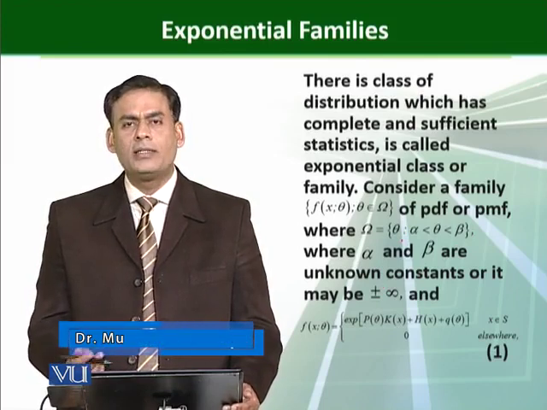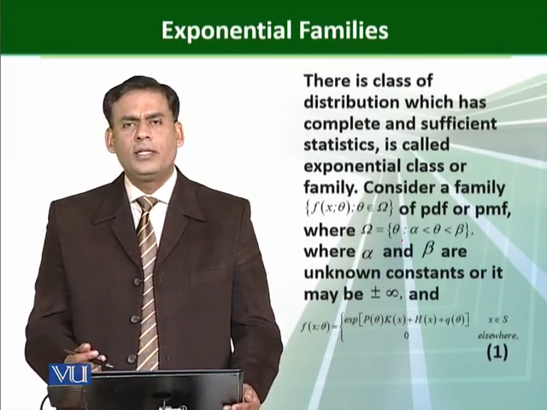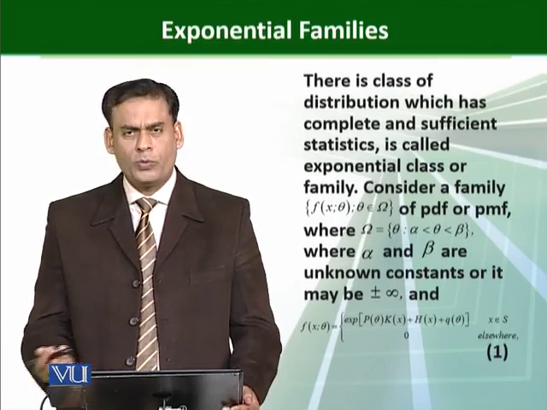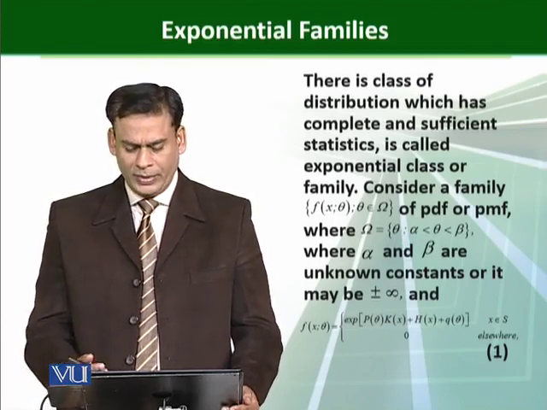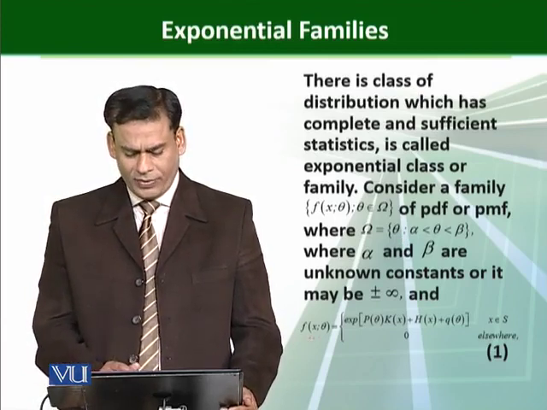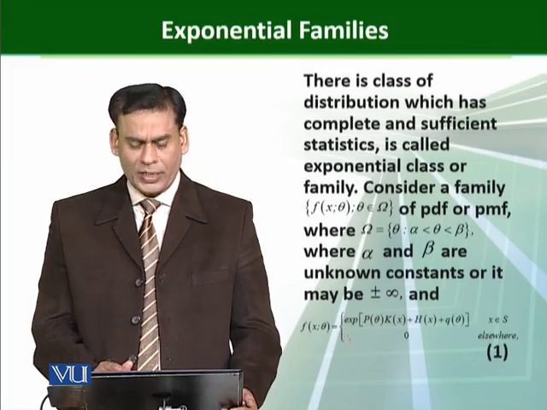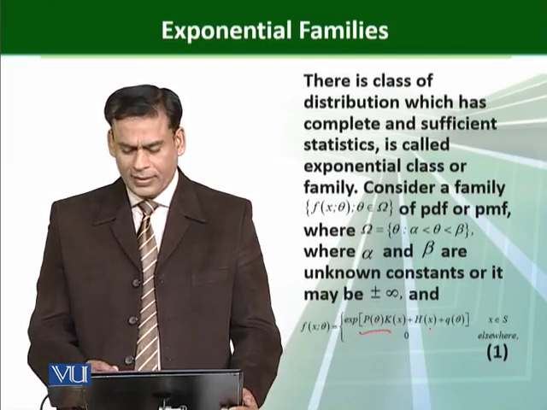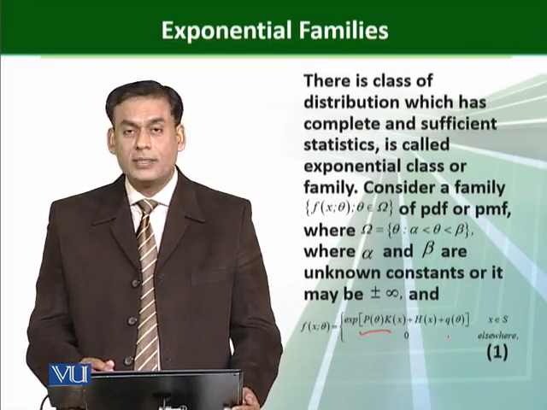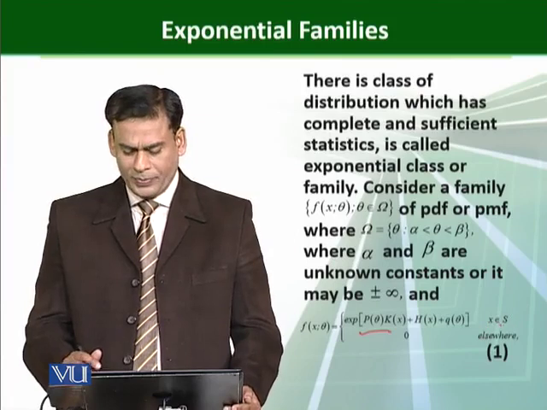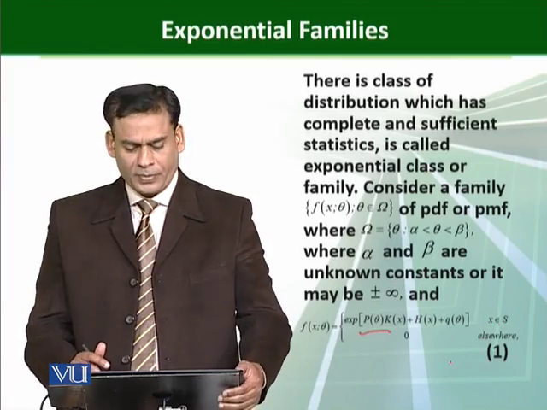That is actually the general terms alpha and beta. It could be anything. It could be minus infinity. It could be up to positive infinity. And the form of this family is f of x theta equals exponential of p of theta, k of x, plus h of x, plus q of theta, and x belongs to S, and 0 elsewhere.